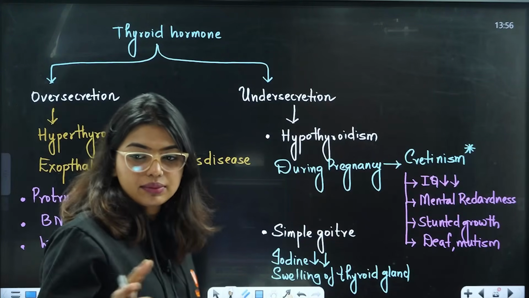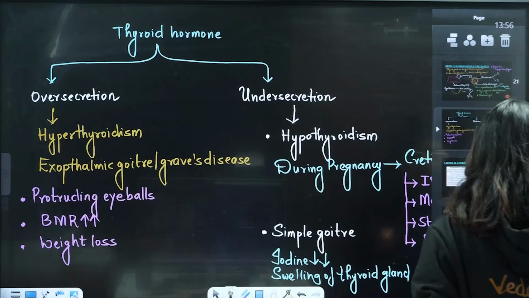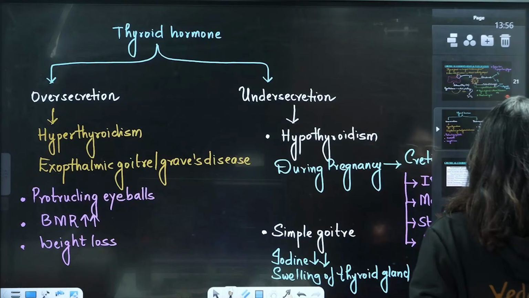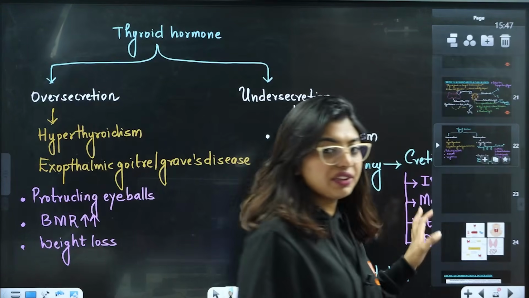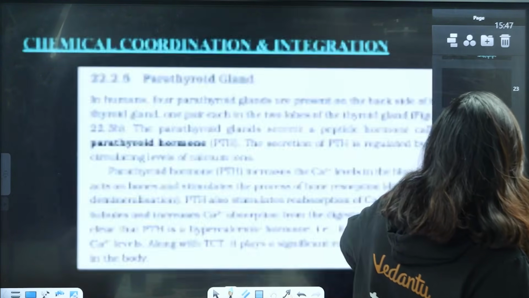Next is your parathyroid gland. Before that you have to know about your parafollicular, okay. Parathyroid, I'll make you read here, okay. We will read both together, okay. Yes, let's continue. Okay, so students, here thyroid hormone is done and dusted. We have understood everything about thyroid hormone. Next is the parathyroid hormone, okay, parathyroid hormone.